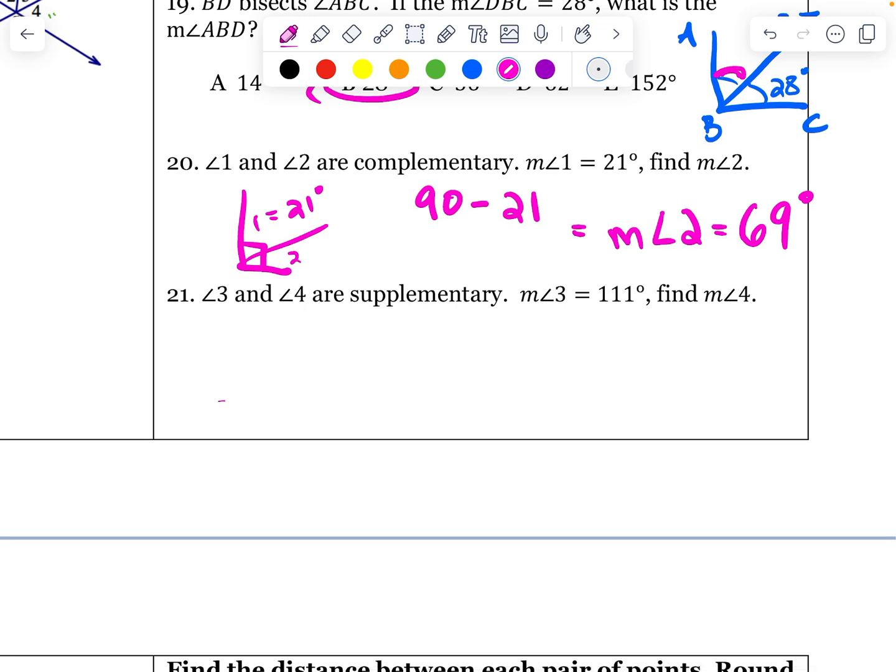Supplementary add up to 180. So it means I can do 180 minus 111. Yet again, measure of angle 4 equals 69 degrees.